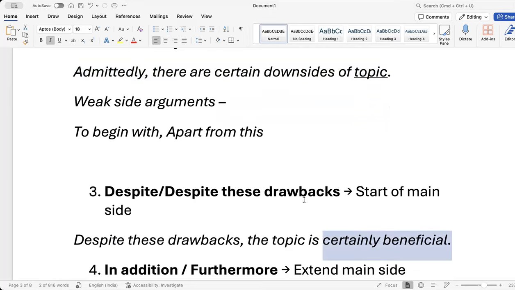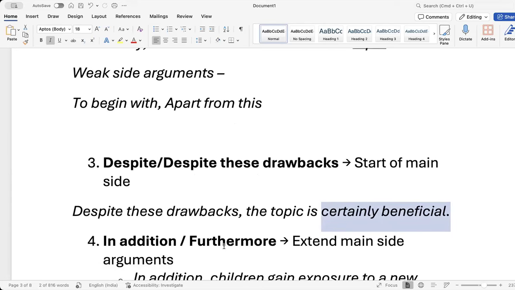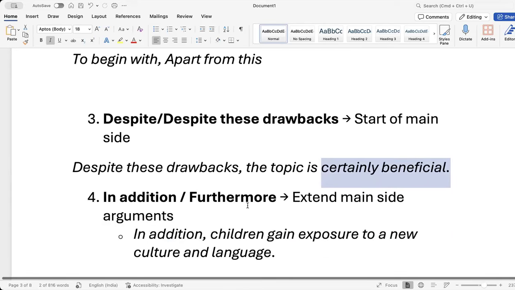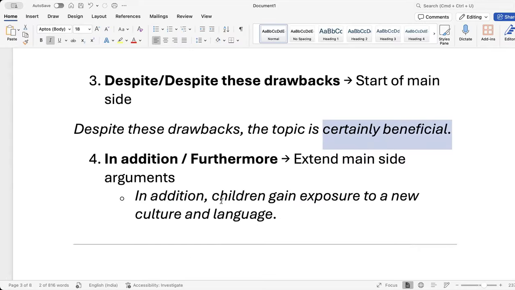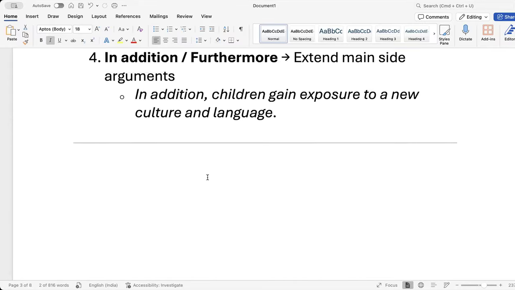I'm going to teach you again how to write this, also "despite," let it come later. Then I'm going to give three points for the main side using connectors like firstly, in addition, furthermore, which we'll cover later. And then I just repeat the conclusion. I end it with the conclusion.